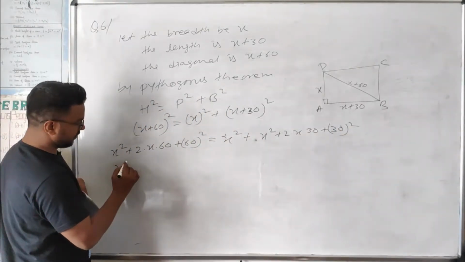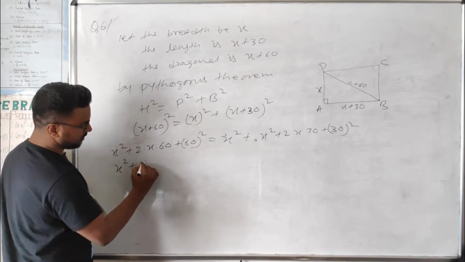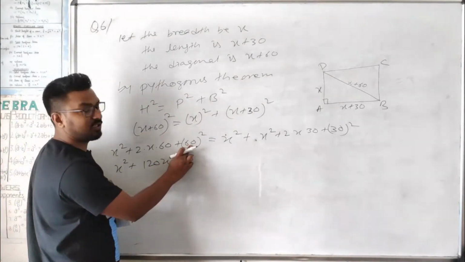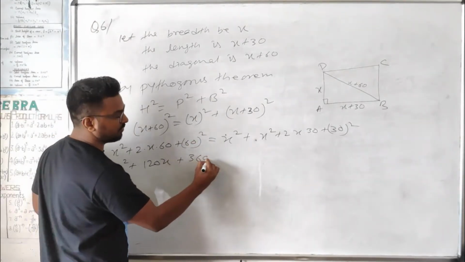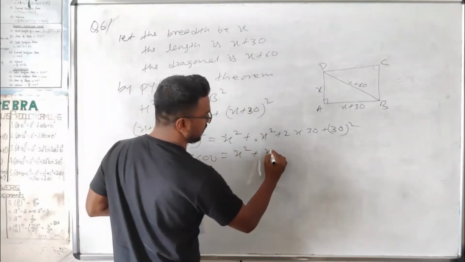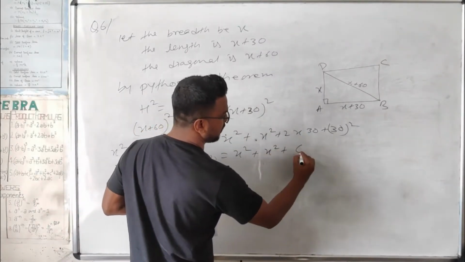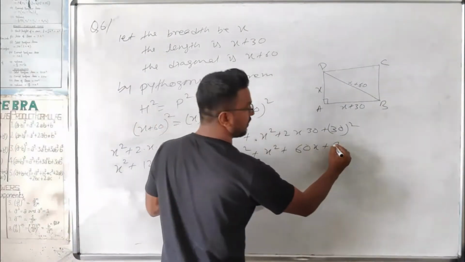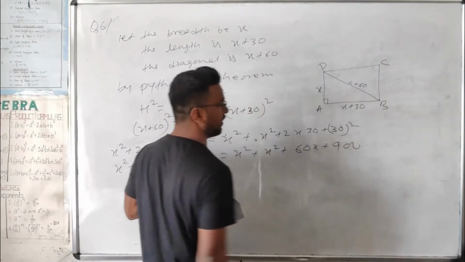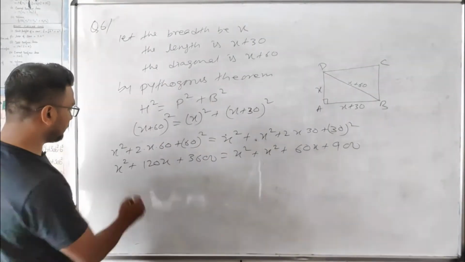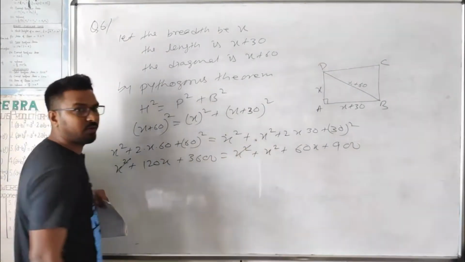So this can be written as x square plus 120x plus 3600, 6 6 are 36, and how many 0? 2 0. So x square plus again x square plus this will become 60x plus 3 3 are 9, and how many 0? 2 0, so 900. Next what we will do, this one you can cancel it.